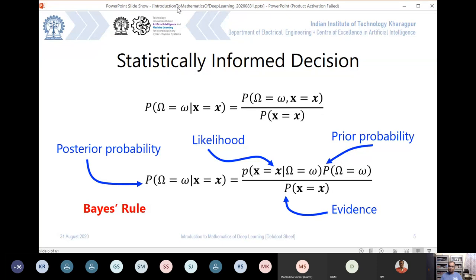So often people sarcastically remark that this is possible only if the sun rises in the west. If that is the condition given, then your evidence of the sun rising in the west is zero anyway. So whatever be your likelihood and prior probability, your posterior probability will become some value which is unsolvable. It is just a number divided by zero, which is essentially not a solvable parameter.